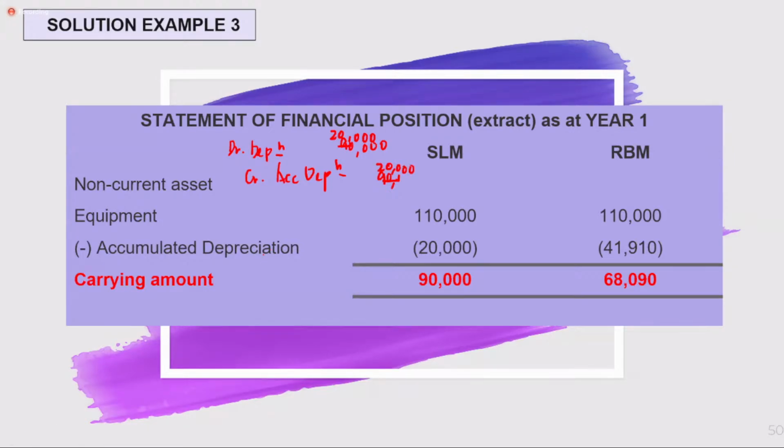For the second year, this is year 2, okay? Debit depreciation 20,000, credit accumulated depreciation for straight line. Okay, for reducing balance, you will replace the 20,000 with 41,910. Okay, class.